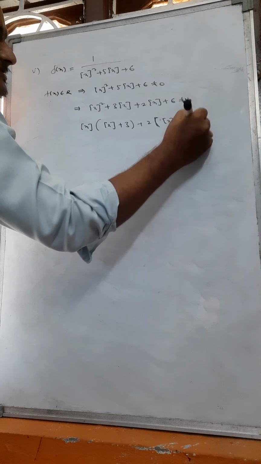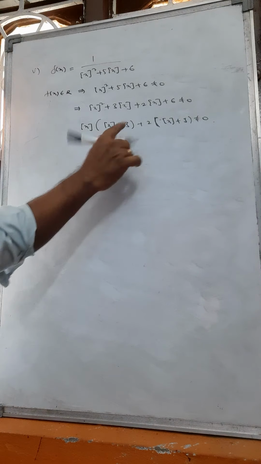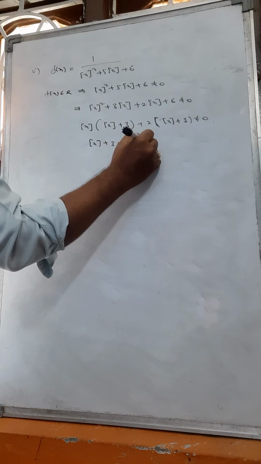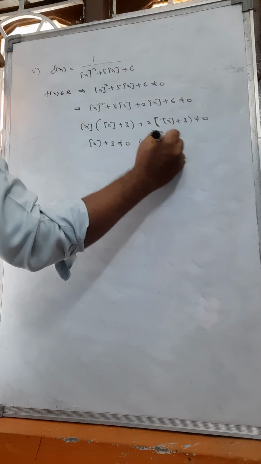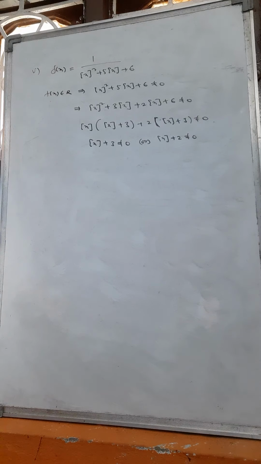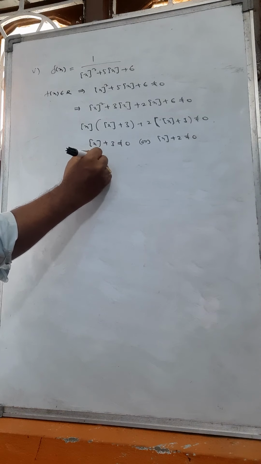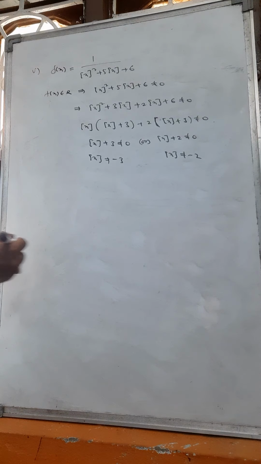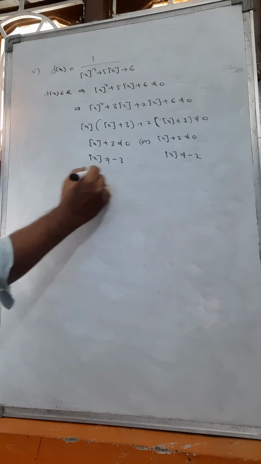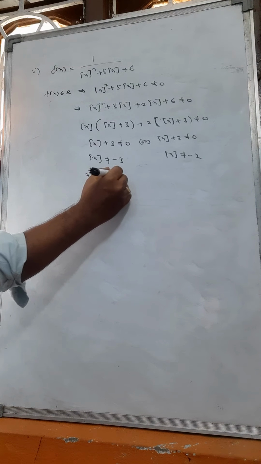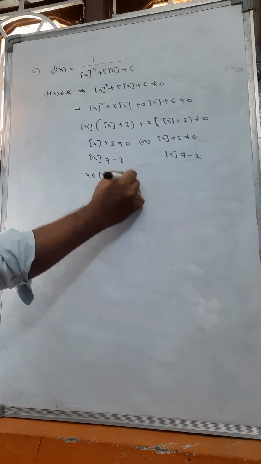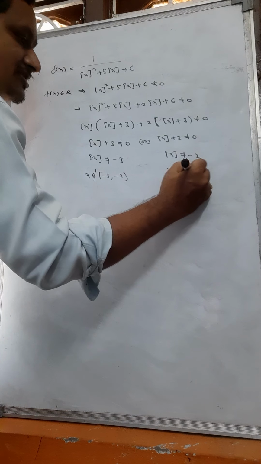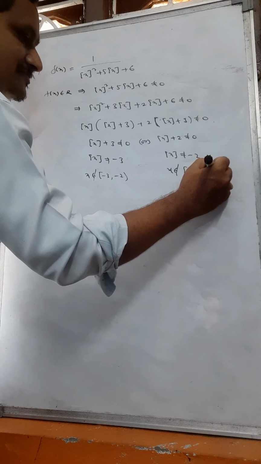Sin x plus 3 is not equal to 0. In these two terms, sin x plus 3 is common. Sin x plus 3 is not equal to 0, or sin x plus 2 is not equal to 0. So sin x is not equal to minus 3 and sin x is not equal to minus 2. So this means x does not belong to the closed interval minus 3 to minus 2. Here also it does not belong to the closed interval minus 2 to minus 1.